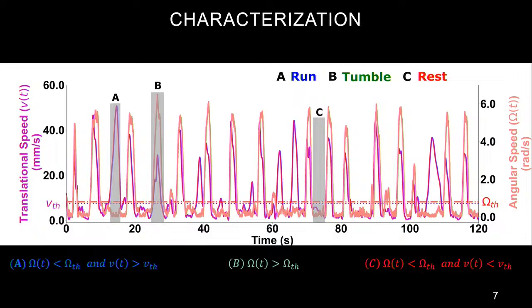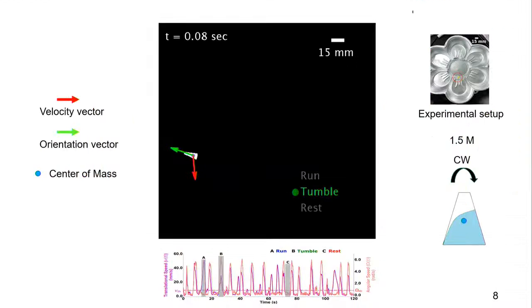Therefore, we characterized our system and categorized it into 3 states. There is a translational speed and a rotational speed. We manually put a threshold value for both the translational and the angular speed. If the angular speed is less than the threshold value, then we consider it a pure run state. If the translational speed is less than the threshold value, we consider it a tumble state. If both of them are less than the threshold value, we call it a rest state.